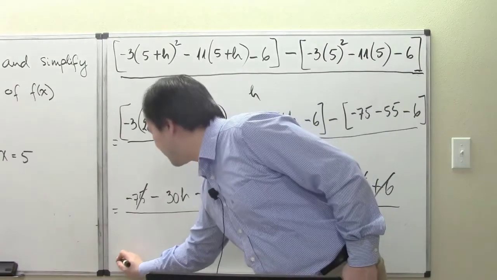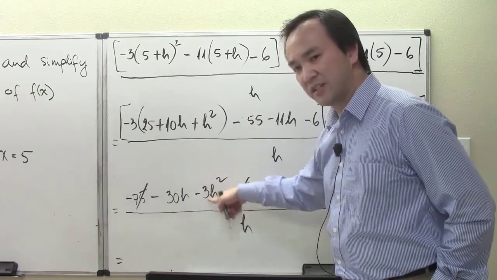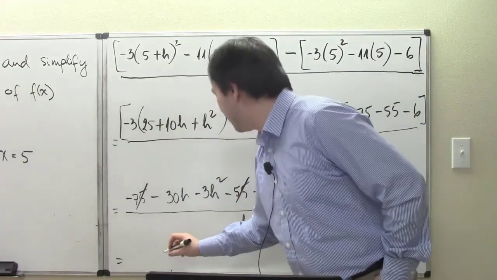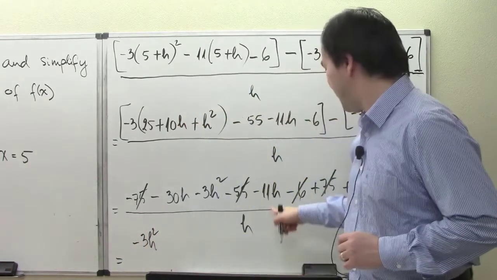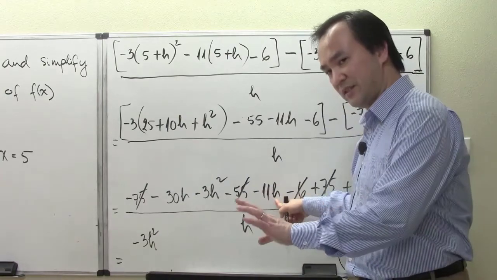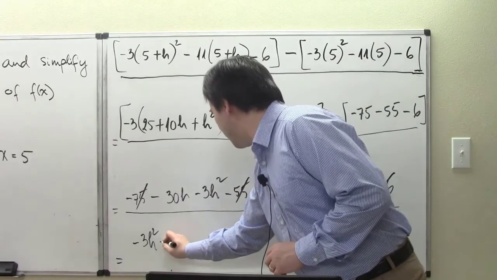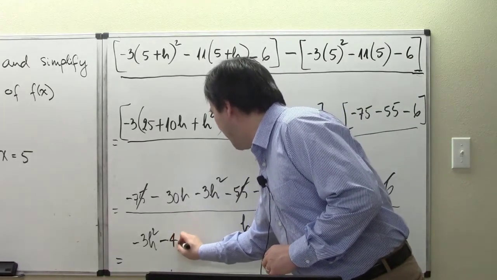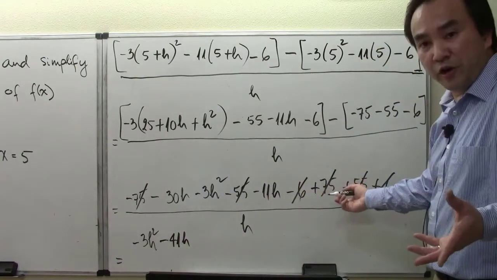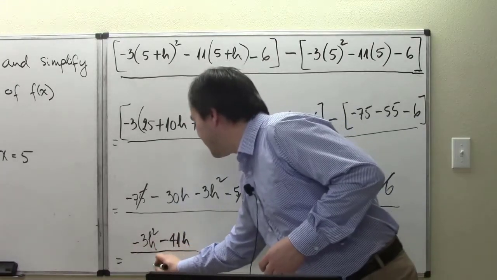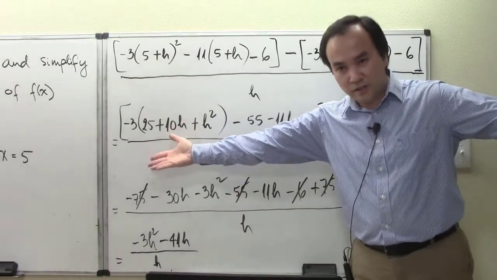So in my next step, this is what it becomes. I decide to always write the highest degree term in front, so we have minus 3h squared. And my next two terms are like terms, so I can now combine the like terms. Those two become minus 41h. That's pretty much all there is, now over h. Isn't that a surprise? We started out with a lot of things, and it looked almost hopeless for any of us.